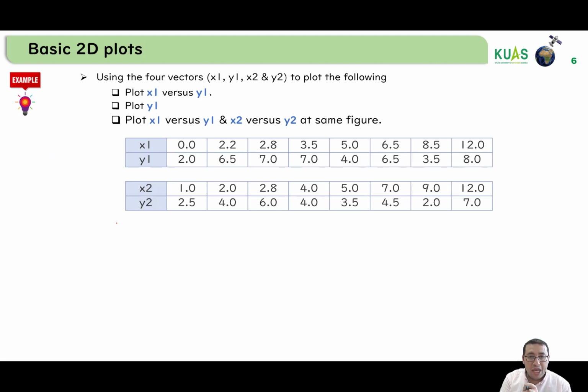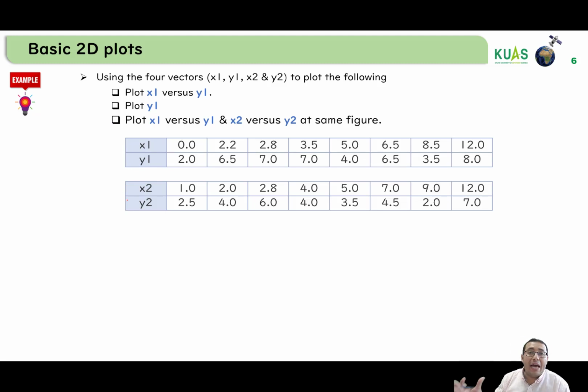Let's take this example. In this example, we are given four vectors, x1, y1, x2, y2, and these are the values for x1, y1, x2, y2. And we need to do the following. The first one is to plot x1 versus y1. The second one, we need to plot y1 only, drawing y1 on the y-axis. And the third requirement, we need to plot x1 versus y1 and x2 versus y2, both in the same figure. Let's try to do that.